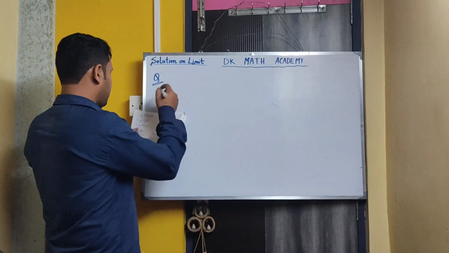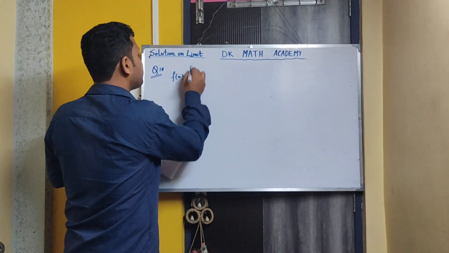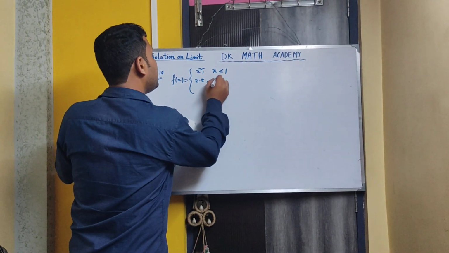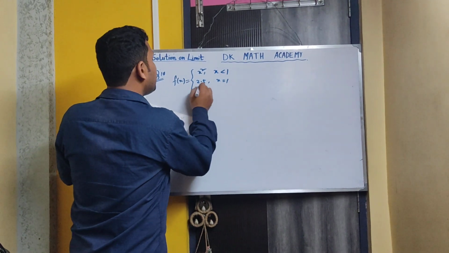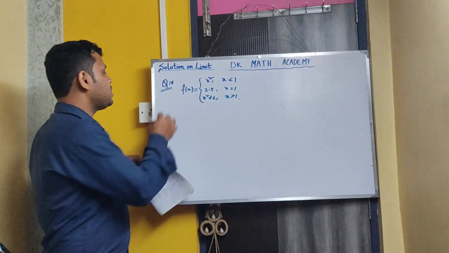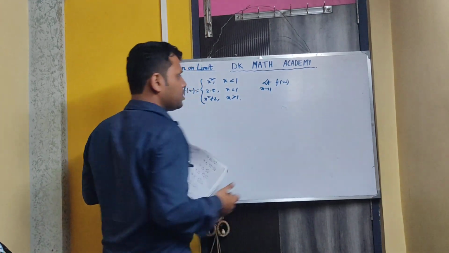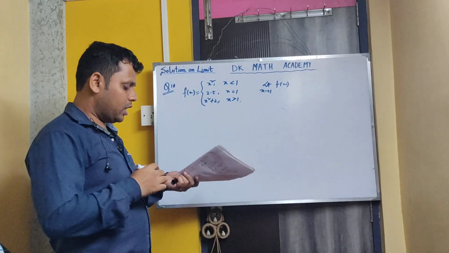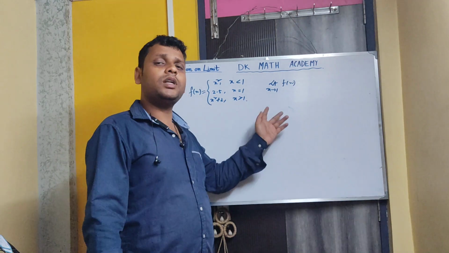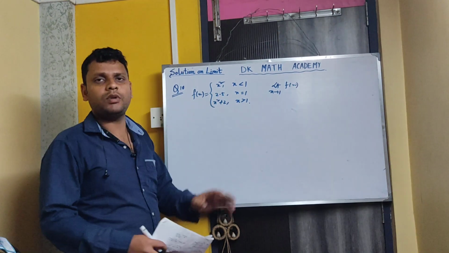Next problem, question number 10. A function f(x) is defined as follows: x square when x is less than 1, 2.5 when x equals 1, and x square plus 2 when x is greater than 1. Now we see whether the limit x tends to 1 of f(x) exists or not. We know that a limiting value exists if the left sided limit and right sided limit both exist and they are equal, otherwise the limit will not exist.